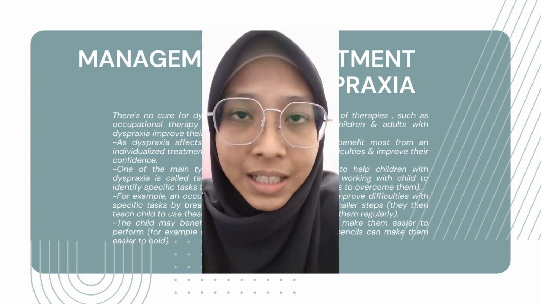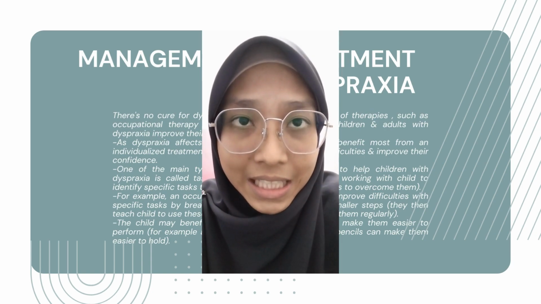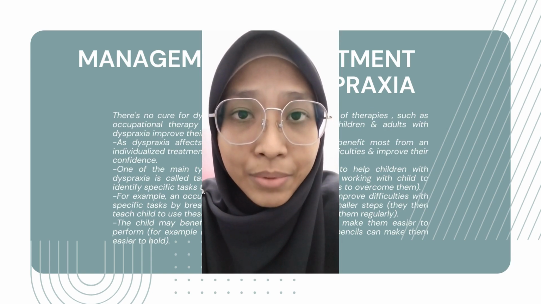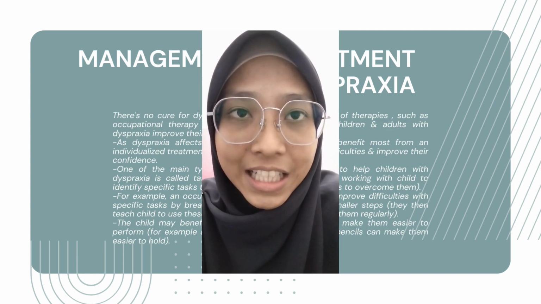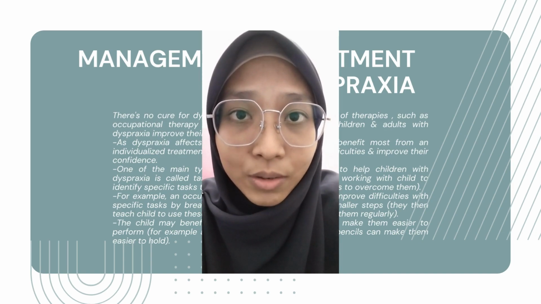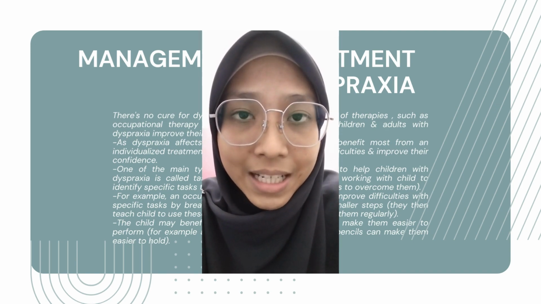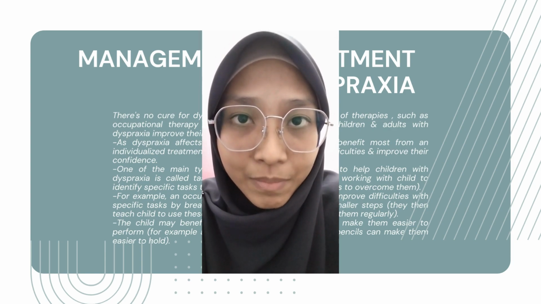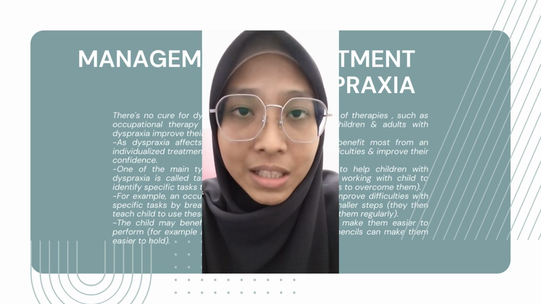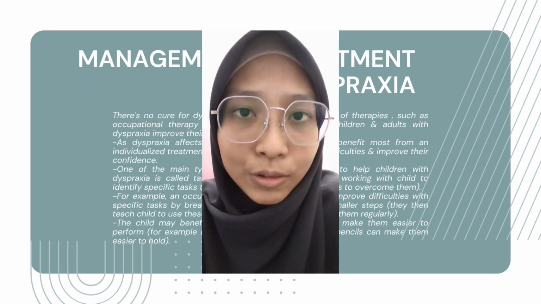For example, an occupational therapist can help your child improve difficulties with specific tasks by breaking down the movement into smaller steps. They then teach your child to use these individual movements and practice them regularly. Your child may also benefit from adapting certain tasks to make them easier to perform. For example, adding special grips to pens and pencils can make them easier to hold.